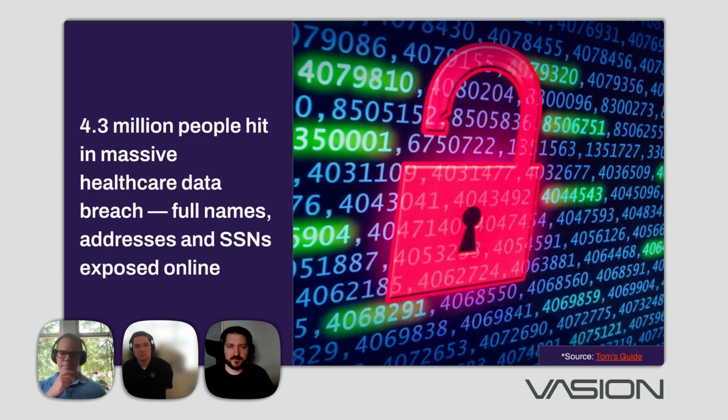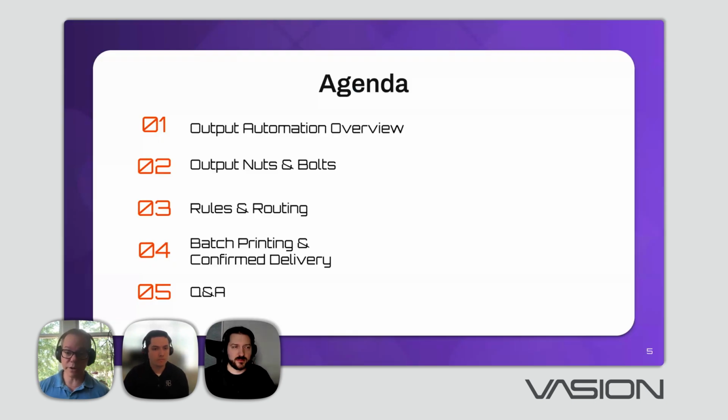Now, last month, in our second episode of the Health Tech Health Check series, we spoke about how in 2023, HIPAA violations cost healthcare around $8 billion. Health-related data breaches are on the rise, and as you can see here, 4.3 million people were recently impacted in a huge breach. So today, we'll provide you with an overview of output automation and its benefits, which include enhanced security and driving greater efficiencies, as I said.